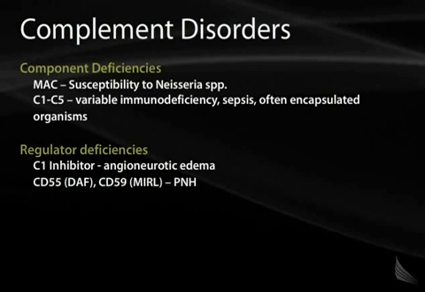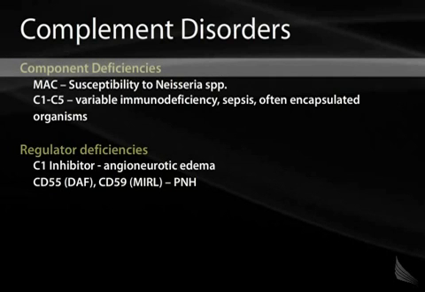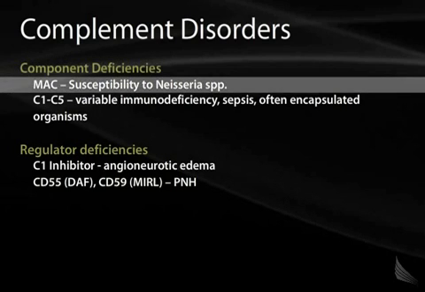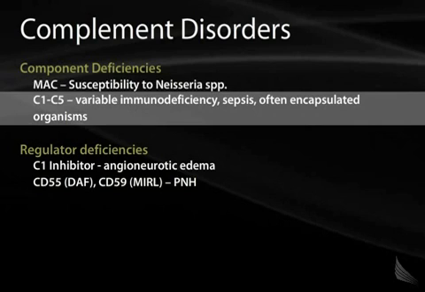Good idea. Now, what happens if we have some deficiencies? Of course, we can either have deficiencies in components, or we can have deficiencies in regulators, right? So we can categorize this in 2 different mechanisms. If you have a component deficiency, then your problem is going to be what? Infectious, right? You're going to have a problem dealing with the pathogens. So what we see here, for example, if you have MAC deficiencies, deficiencies anywhere from C5b through C9, these people tend to be susceptible to Neisseria species for whatever reason.